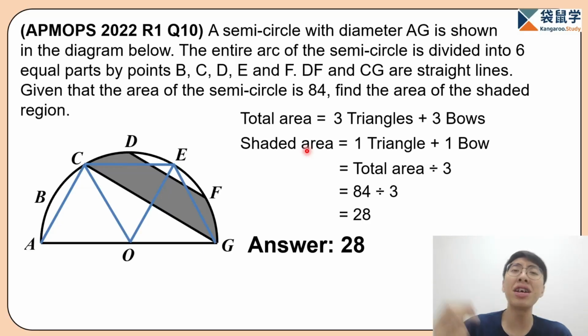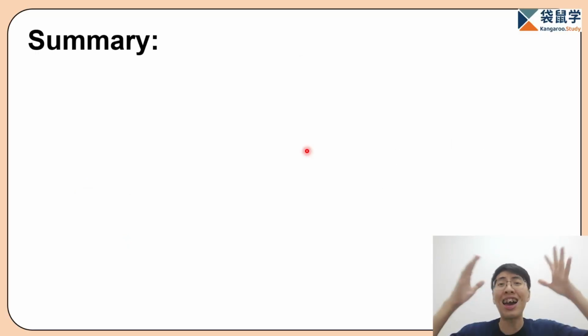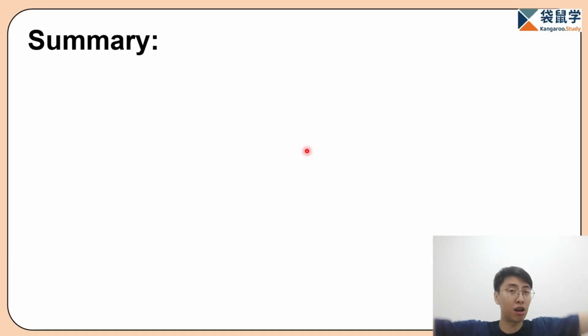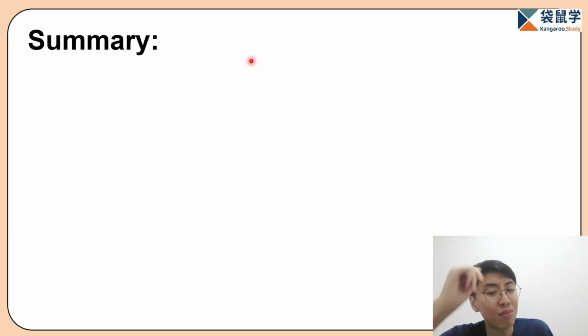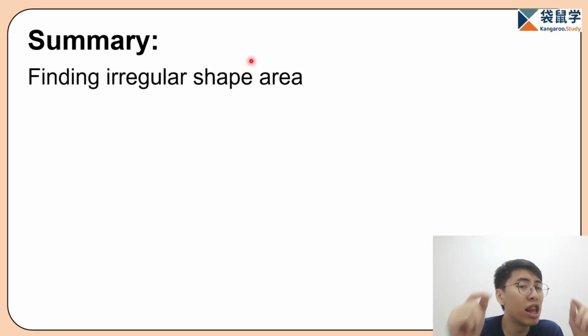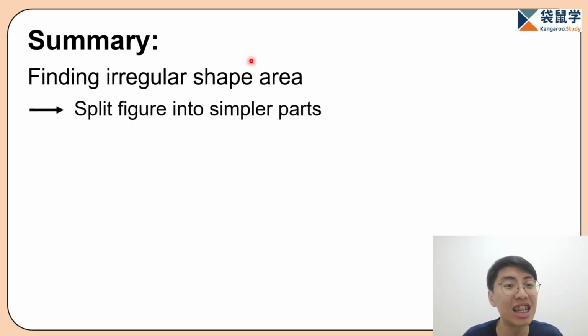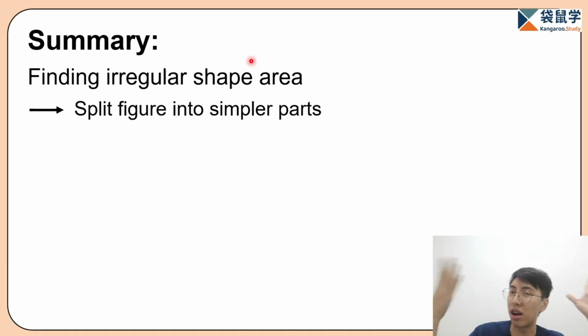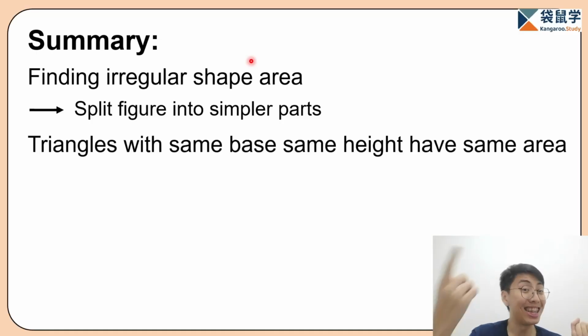So let's do a quick recap of what we have done in this figure. If I have a figure that is irregularly shaped and I have no idea what to do, what can we consider? The first thing is that we can consider cutting up the figure into smaller parts that are regular and easier for us to find. And aside from that, if I have triangles that have the same base and same height, what do we know about their area? Their area must be exactly the same.